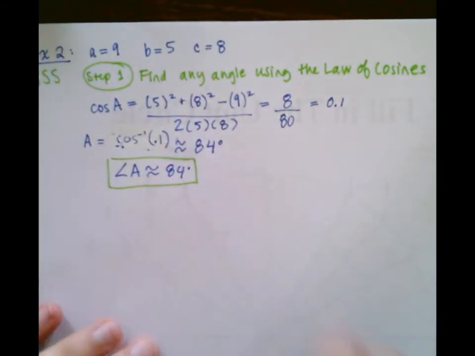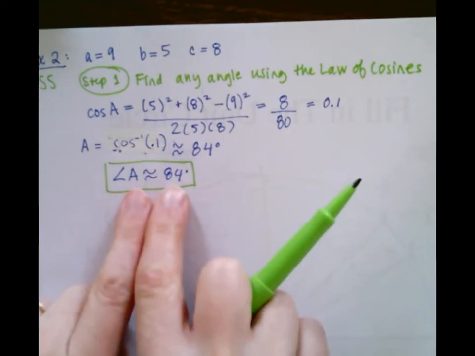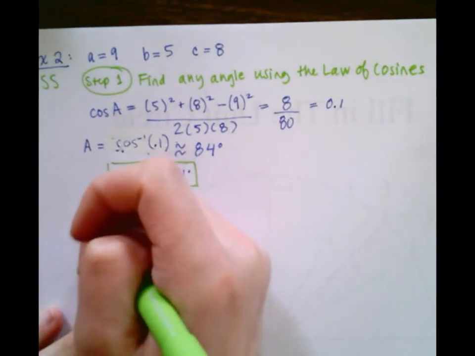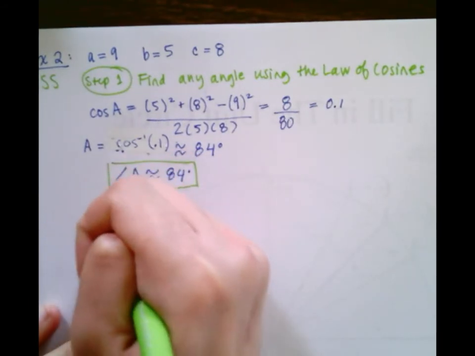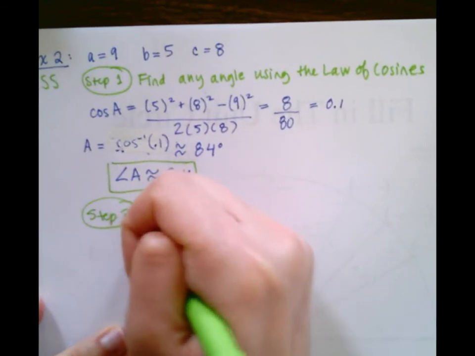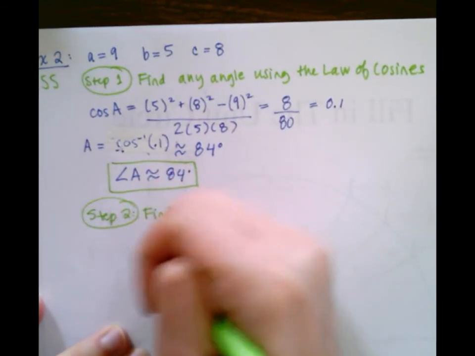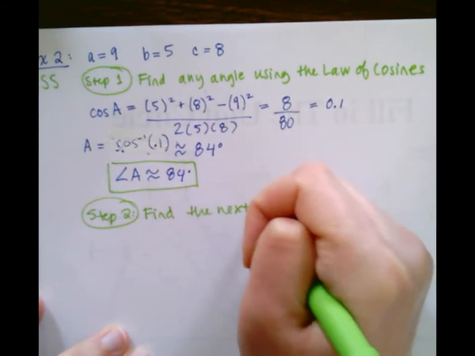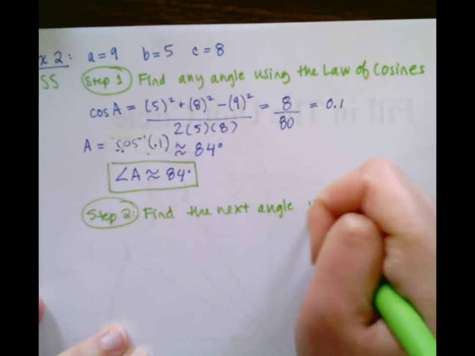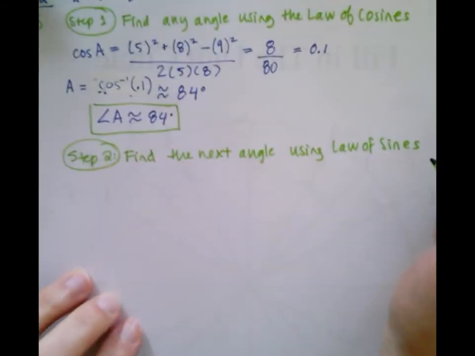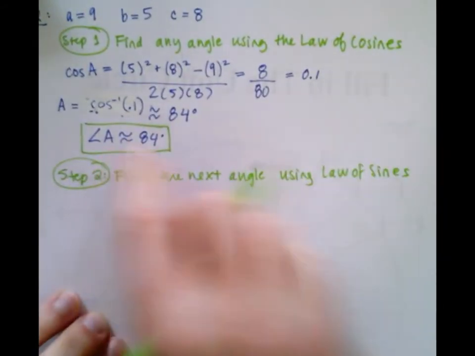So now that I've found one of the angles, I have an angle and the side opposite. So to find the next angle, I'm going to use law of sines because that's a little bit easier to set up for me. And again, you could use law of cosines at this step if you really like law of cosines. It's up to you. So we're going to say find the next angle using law of sines. It doesn't matter which one we go to next. I'm going to have to use the A value that I got here.